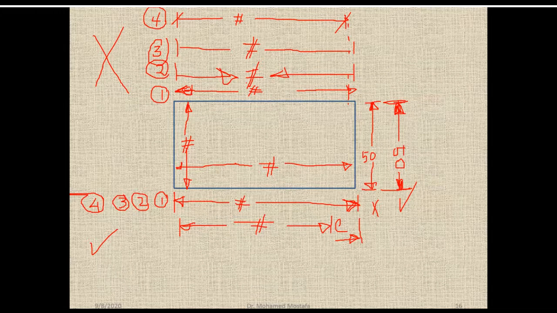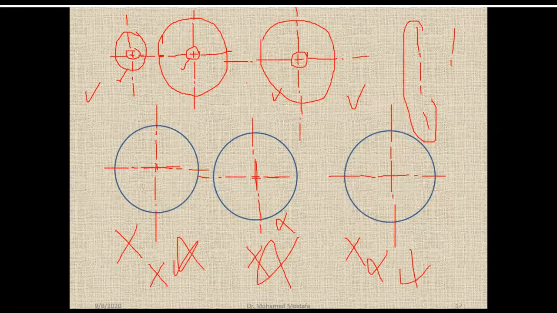No need to speak about this one. This was just some kind of discussion between me and the other students in the previous class.